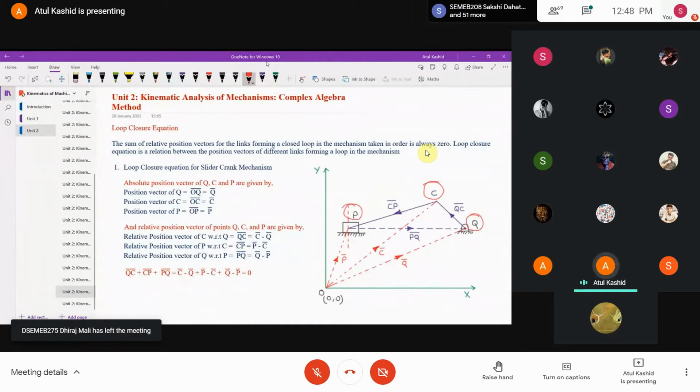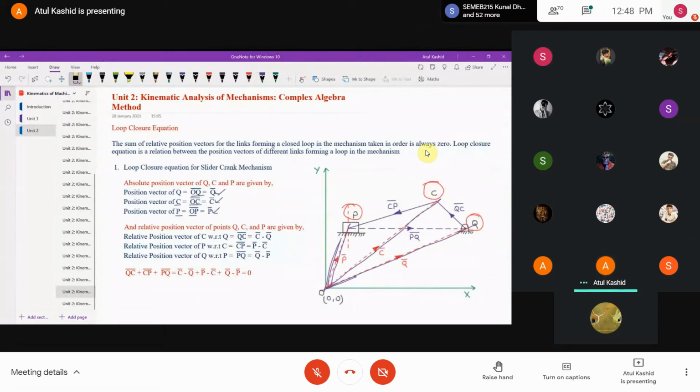So we can draw the positions, or we can mention the position vectors. So for Q, to show the position vector, we have to join from O to Q, right? Then for C, join from the origin to point C. And for P, join from origin to the point P. So position vector of Q, we can write it down as OQ. For C, OC. For P, OP, right? Or it is equals to Q bar, C bar, and P bar. So these are the position vectors, right? They are called the absolute position vectors because they are considered with respect to the origin, right?